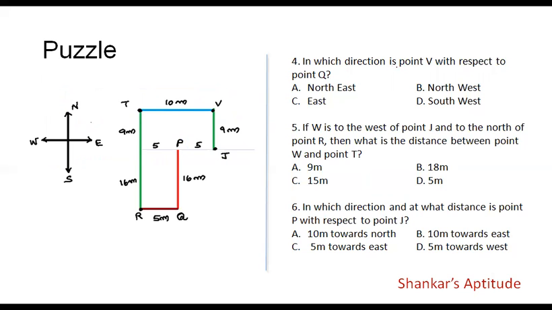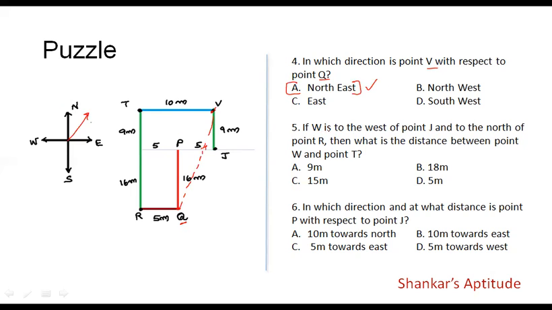In which direction is point V with respect to point Q? We can see point Q is located here, point V is located here. If I draw a straight line like this connecting Q and V, we can see that with reference to Q, V is located in the northeast direction, because when I consider northeast, it is in this orientation. So considering Q as the reference point, V is located in the northeast direction. Option A will be the answer.